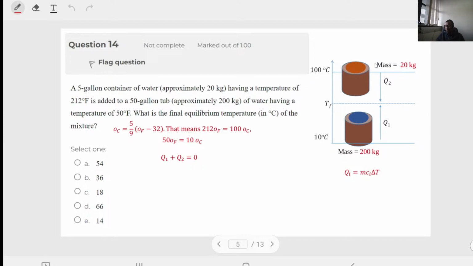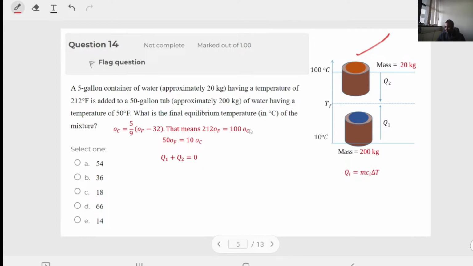I'm thinking on the top. The mass is 20 kilograms. Now you have to add it to a 50-gallon tub, approximately 200 kilograms. This is hot water. That's what I'm looking at there. This is cold water. Then I'm going to add the hot water to the cold water. Therefore, they will reach a certain final temperature. Basically, it's very, very simple. Energy is conserved. Q1 plus Q2 should be equal to 0. Heat gain equals the negative of heat loss, basically.